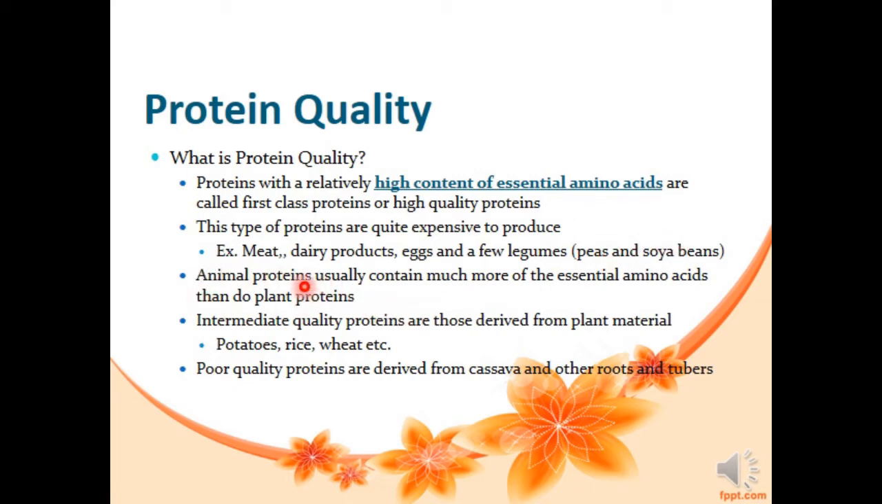So normally animal protein will have more essential amino acids compared to plant proteins. The intermediate quality proteins are the ones derived from plant material like potato, rice, wheat, and the poor quality protein normally comes from cassava and other roots and tubers. Okay, for example like potato, from roots.